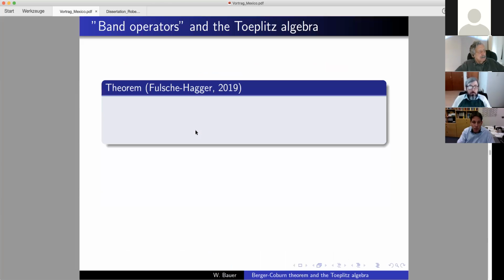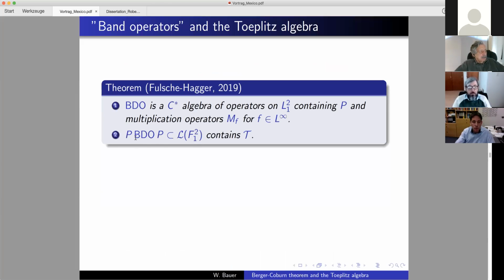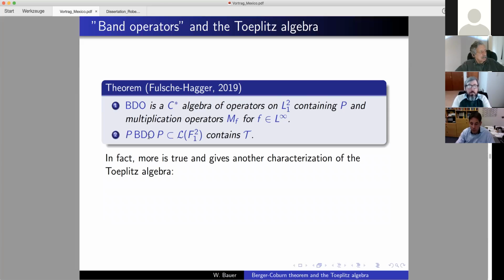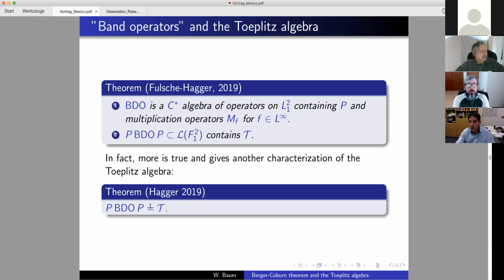But what I, for example, don't know is whether this is still true for the Bergman space over the unit disk. That might be still true. I mean, this inclusion here is still true. So this contains the Toeplitz algebra also for the Bergman space. But whether you have equality, I don't know in that case. At least the proof doesn't work that way.